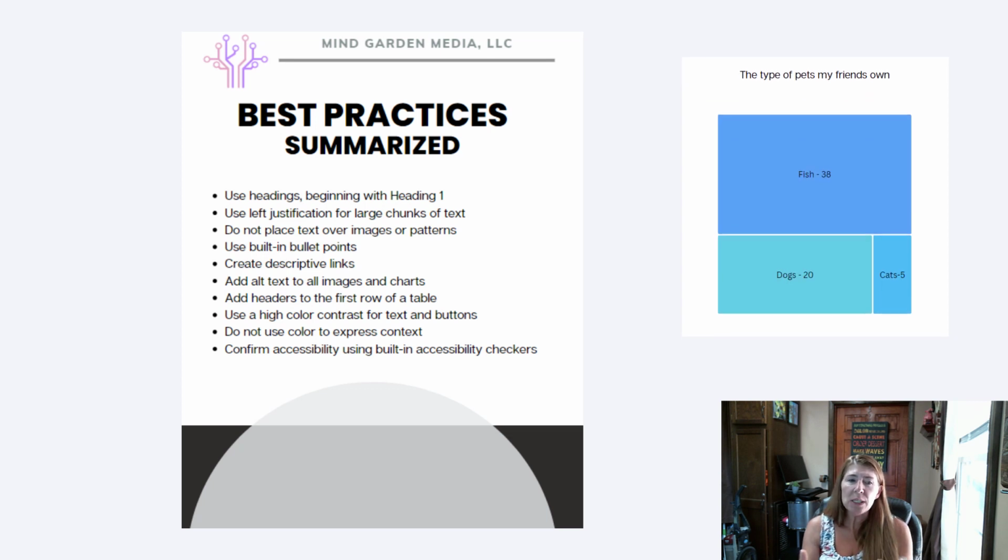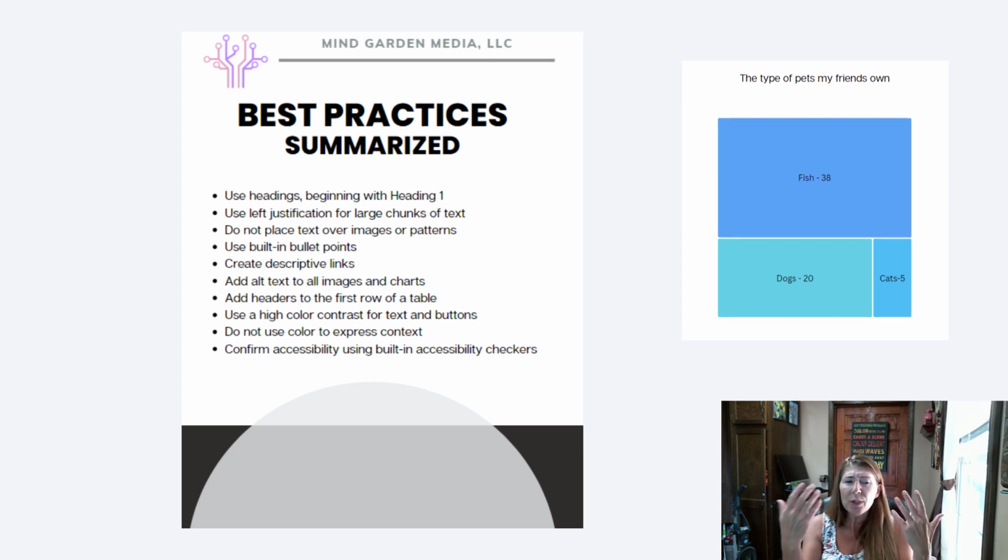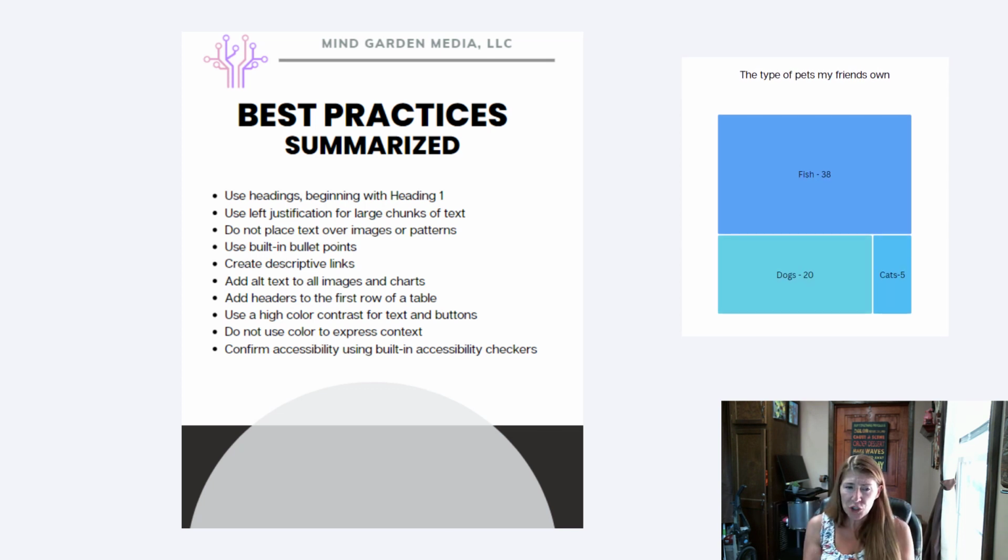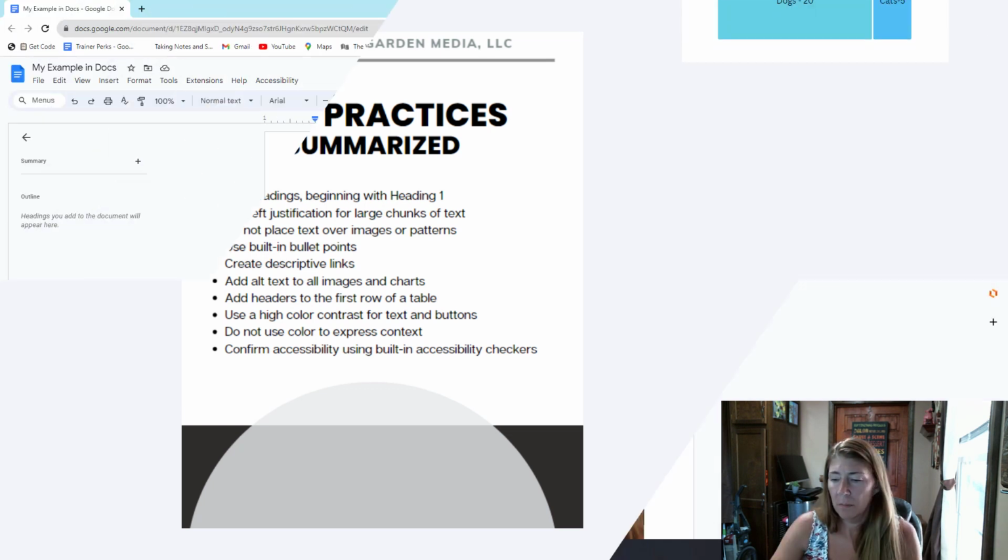Number eight, don't use colors to convey meaning. For example, let's look at this graph. If you have a graph and it's color-coded, then you should also include labels and details about what is being shown. Here, I should include additional information about the areas and what those areas mean.